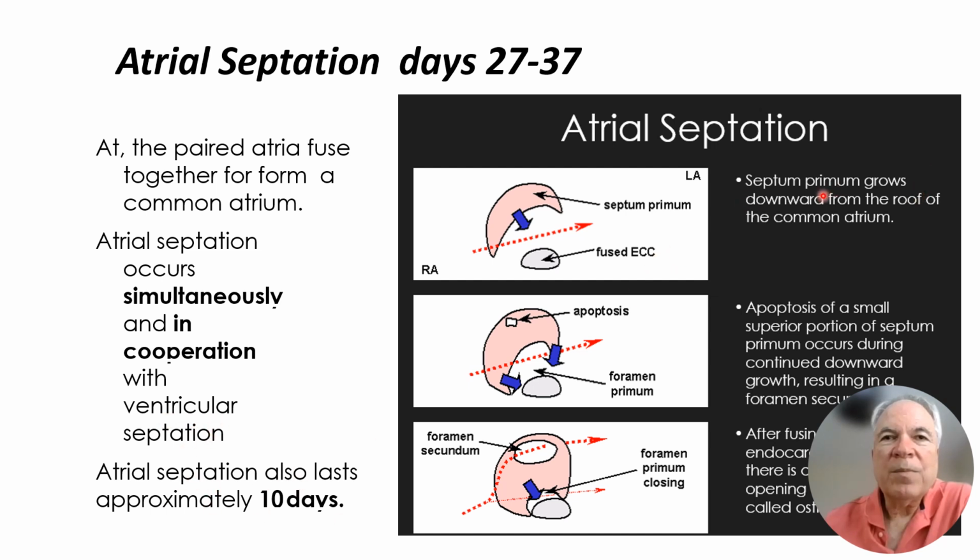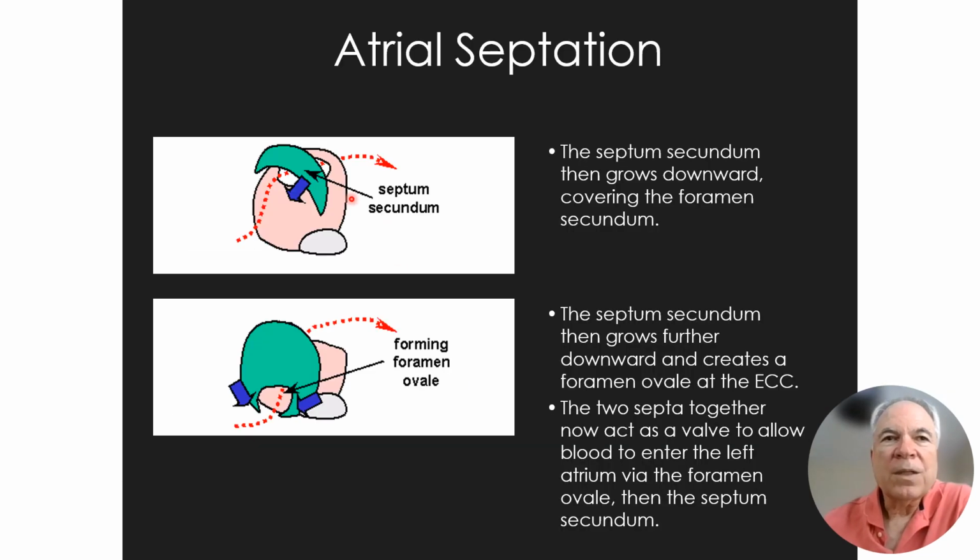So the septum primum grows downward from the roof of the common atrium. Apoptosis of a small superior portion of the septum primum occurs during continued downward growth, resulting in a foramen secundum. So we have this separate opening down here, called a foramen secundum. And then after fusing, the endocardial defect is closed from the foramen secundum, and it ends up with a flap valve over the foramen secundum.